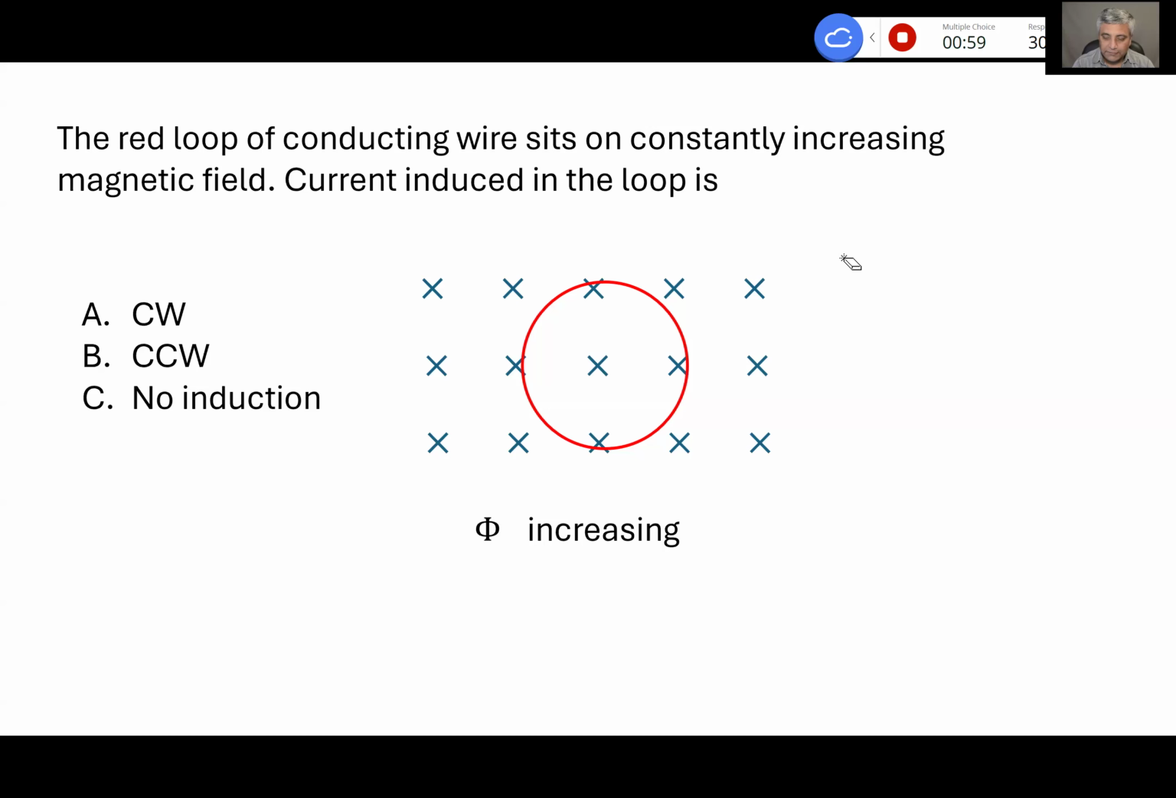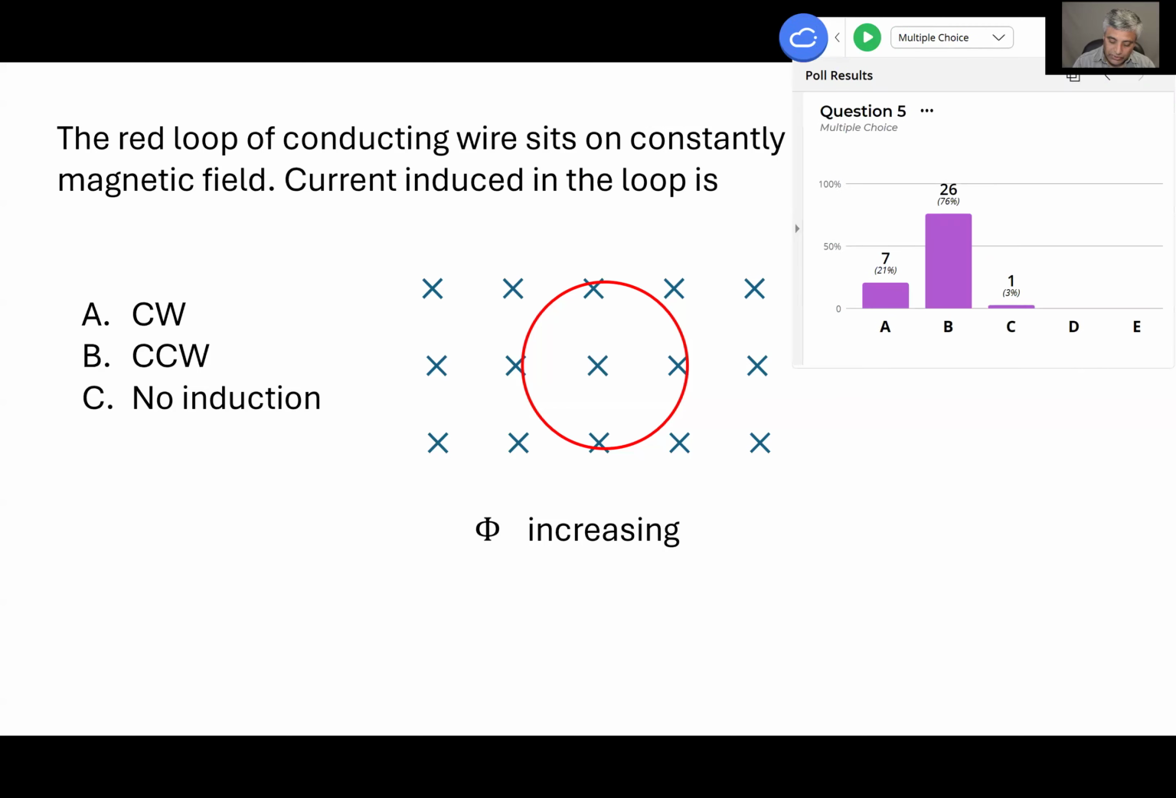Thirty more seconds. And 5 more seconds. 5, 4, 3, 2, 1, and it stops. Let's see how we did here.